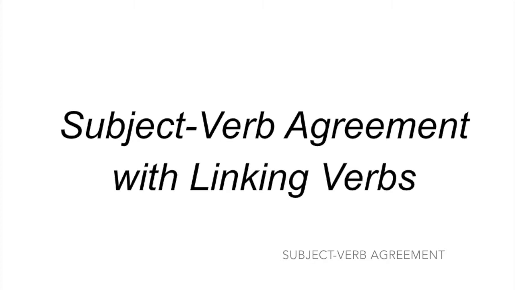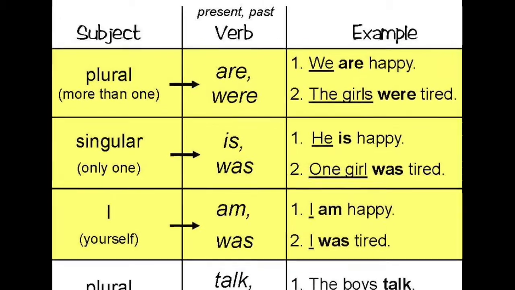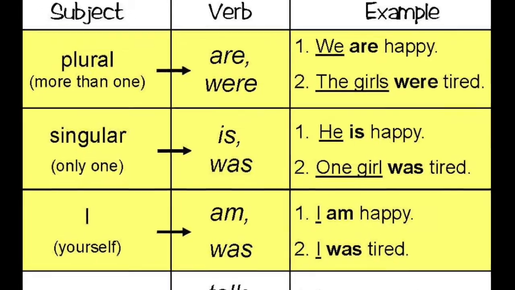So let's go ahead and look at subject-verb agreement with linking verbs. In case you need a little reminder, linking verbs that we are working with are am, is, are, was, and were. This is where you can find the linking verb section on your reference chart on the explanation pages.